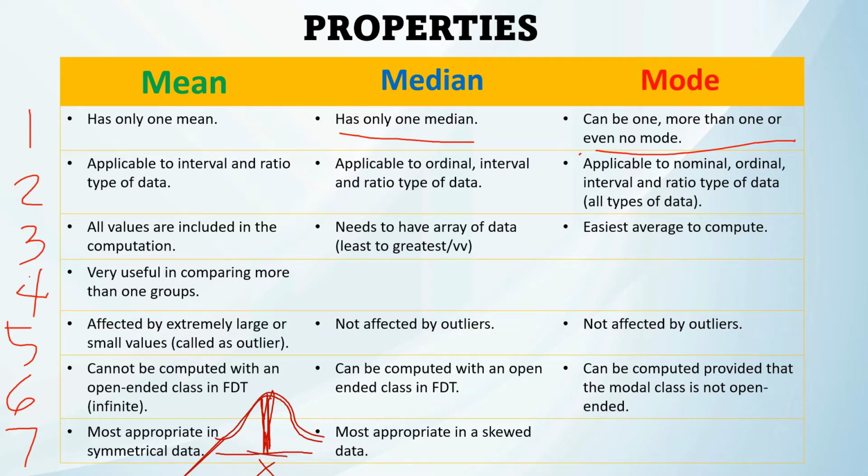However, median is most appropriate in skewed data. When we say skewed data, it is not normally distributed, or yung data are not normally distributed. So skewed data looks like this. Okay, so this is positively skewed while this one is negatively skewed. Okay, so I hope you get what I am saying.